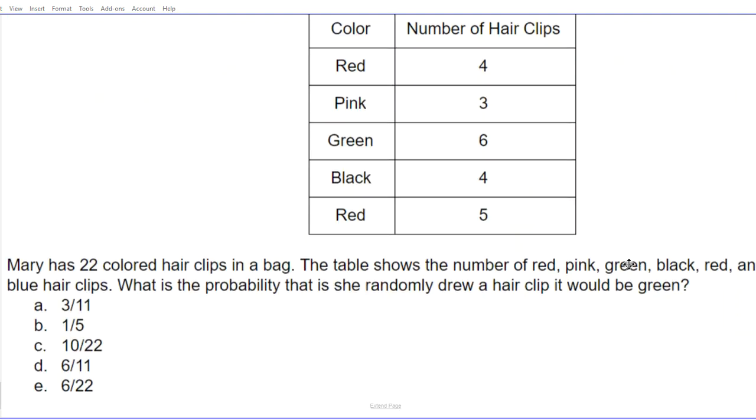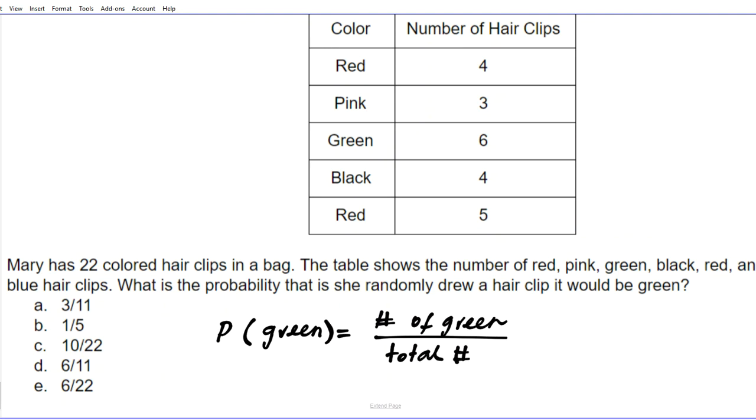Alright, let's take a look at question 8. So Mary has 22 colored hair clips in a bag. The table shows the number of red, pink, green, black, and blue hair clips. Question: what is the probability that she randomly drew a hair clip that is green? Okay, so this is the same probability problem we did just like the previous one. So probability of getting a green will be the number of green clips divided by the total number of clips.